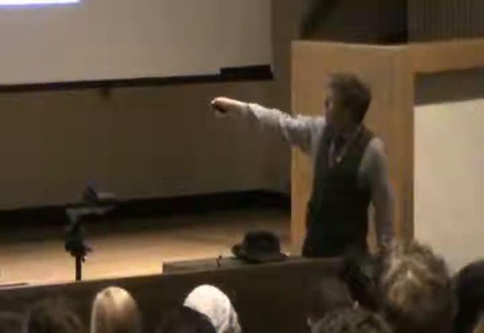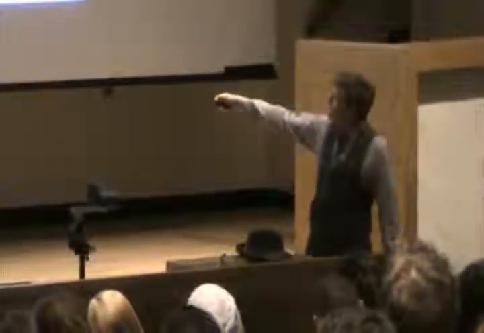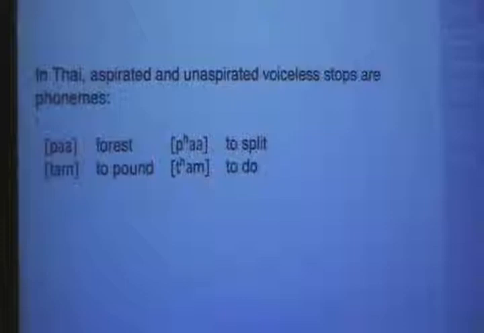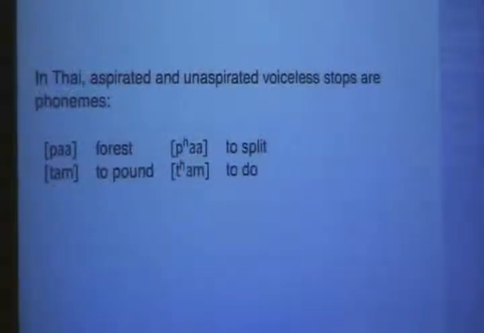This word, dam... no, that's not quite right. This word, dam, hard for me to say it, means pound. And this word, tam, means do. Yeah. These just sound like words that aren't English to us because I'm saying a voiceless stop without aspiration at the beginning of an onset.